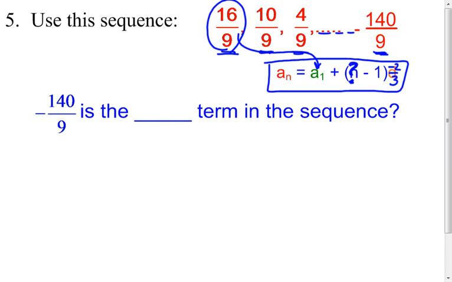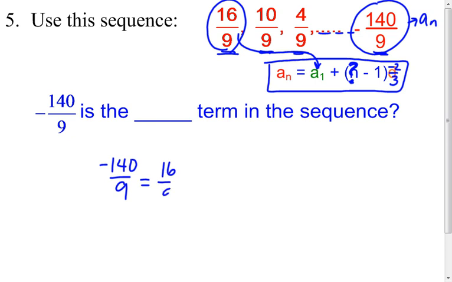I don't know what number it is on the list, but I know the value of that term is negative 140 over 9. This is what gets plugged in for an. I don't know what term number it is, but I know the value of that term is negative 140 over 9. I'm going to plug that in for an. I know my a1 is 16/9. I don't know my n here. I just know the value of it is negative 140 over 9.